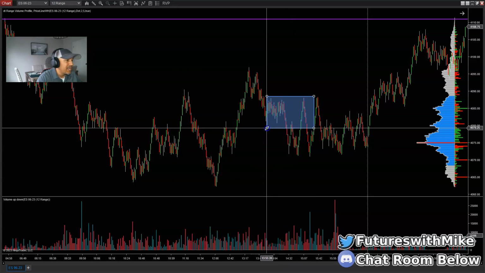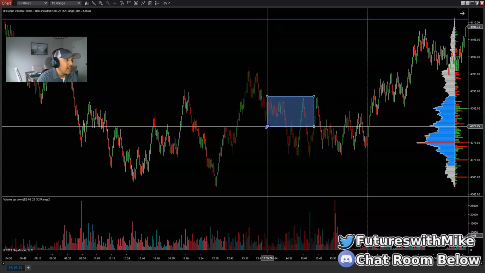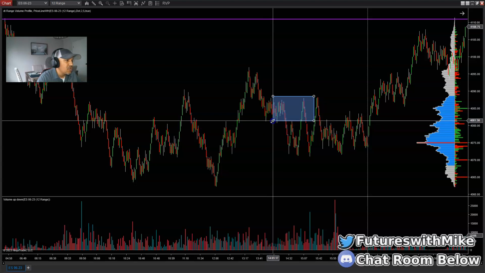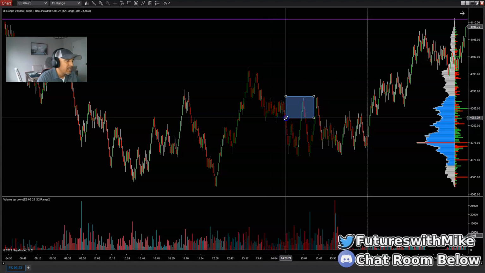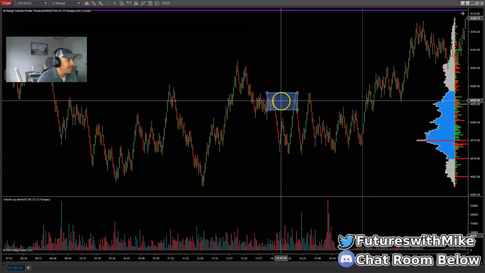This was a supply zone setup, and where I took a short entry. This was posted on Discord on May the 4th. All right, and the zone was right here. Let's go ahead and draw this up. Right here, this is the supply zone.